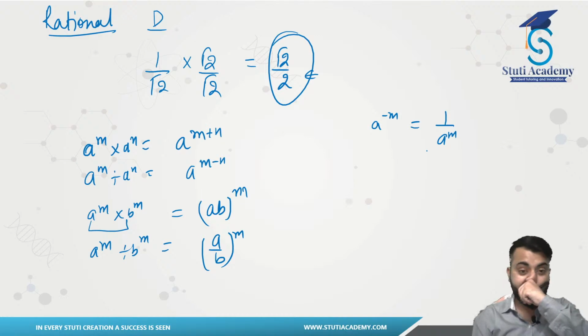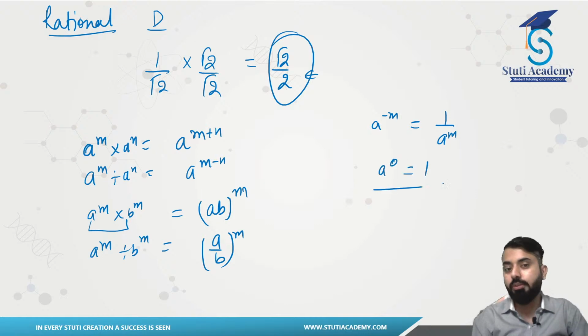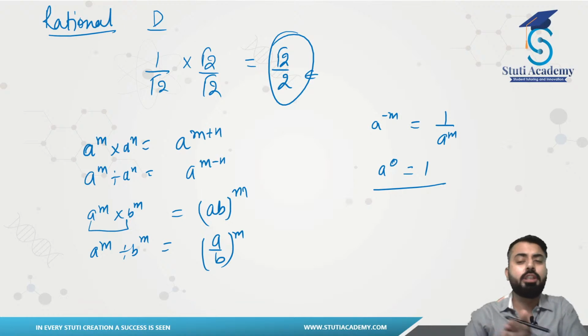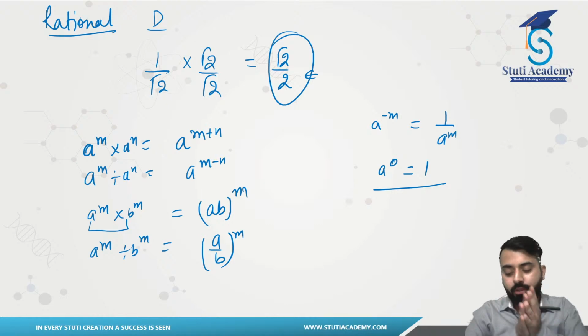So these were some basic concepts, you should be remembering them. And one more thing, a raised to power 0 was 1. So these were the major laws that we had understood and discussed in the concept of exponents and powers, right? So I hope by now you are able to recall each and everything.